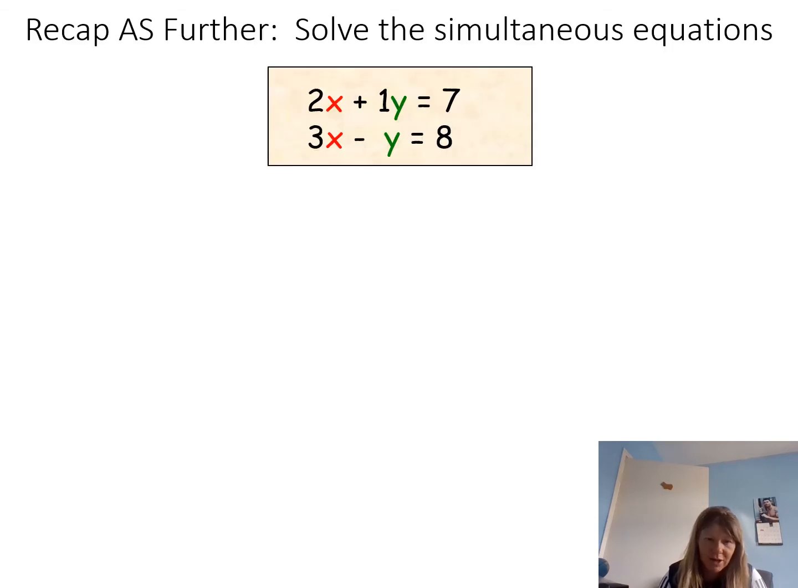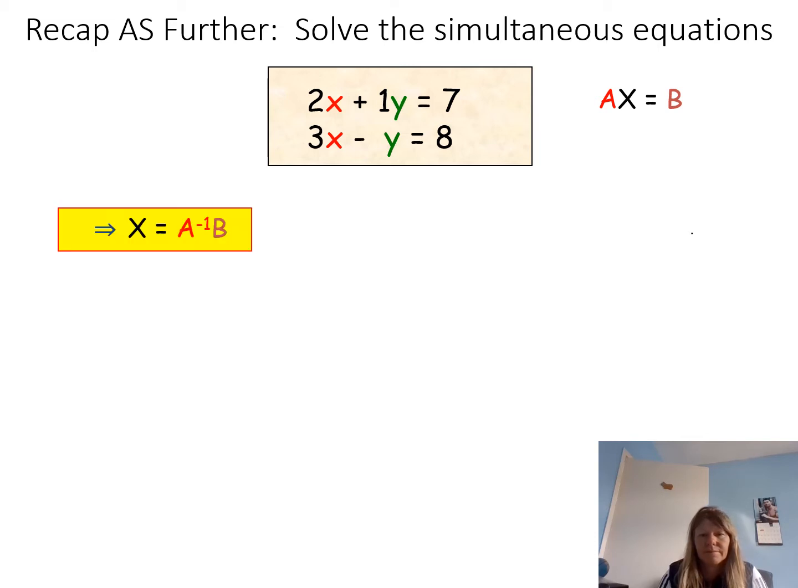Right, this one, recapping from AS Further Maths. What do you remember from these? Well, hopefully, you remember you write it as a matrix, AX, where X is just x, y, equals B, another matrix. And it leads to this thing over here, if you're not sure about that. How do we get to that?